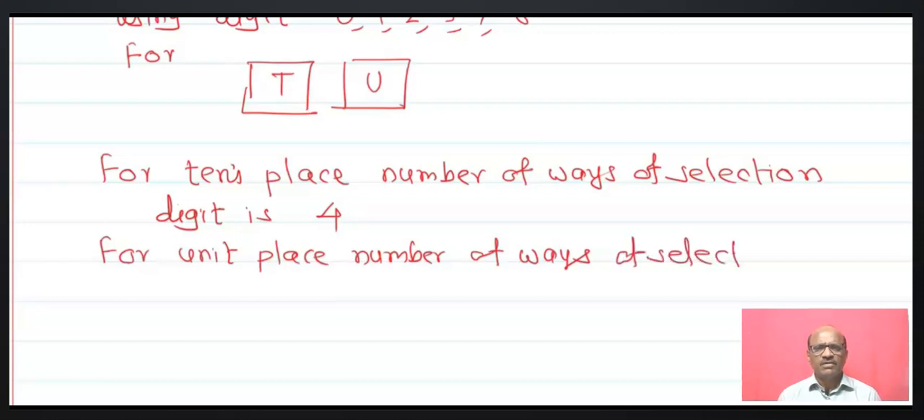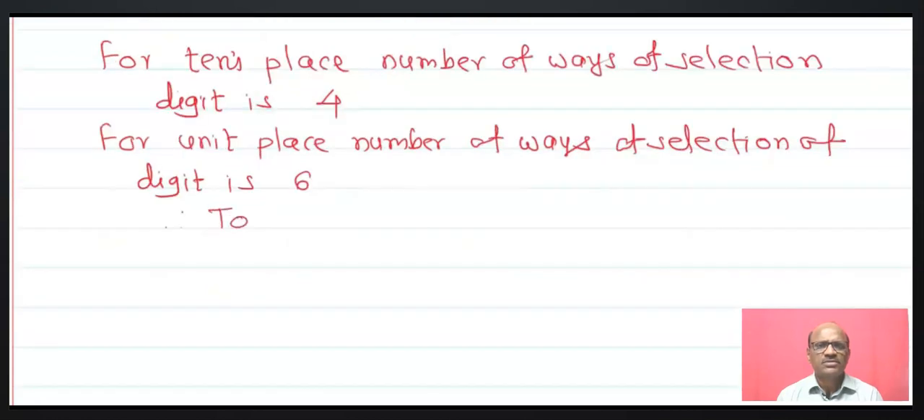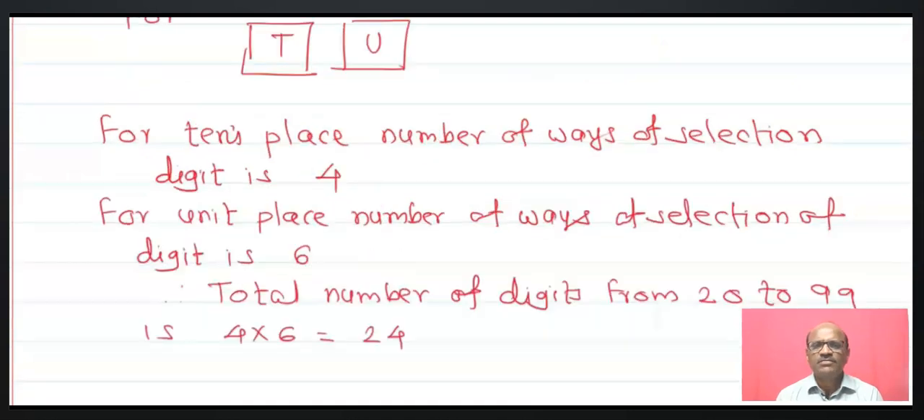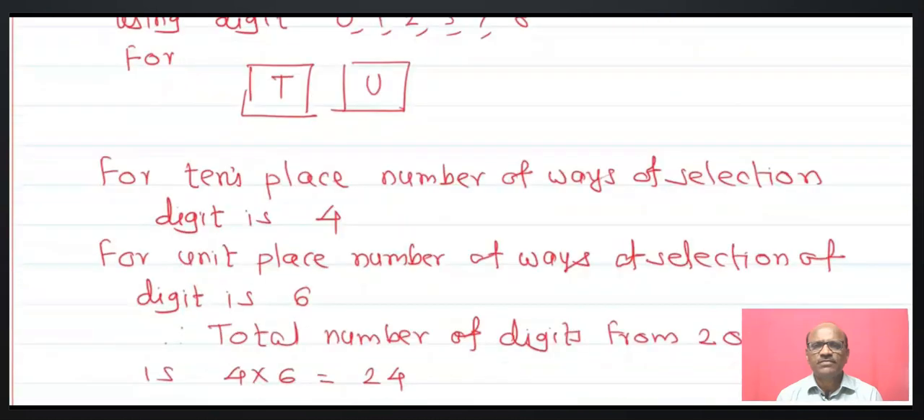Now for the unit place, the number of ways of selection of the digit is equal to 6. Therefore, the number of digits from 20 to 99 is 4 into 6, and that is equal to 24.